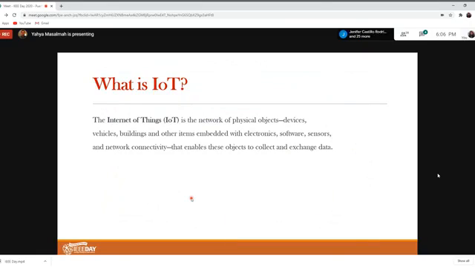So what do we mean by the Internet of Things? We already talked about the data, the big data, and now we are going to talk about one important resource for generating data to be analyzed. So the Internet of Things is the network of physical objects, devices, buildings, and other items filled with electronics, software, sensors, and network connectivity that enables these objects to collect and exchange data. Okay?